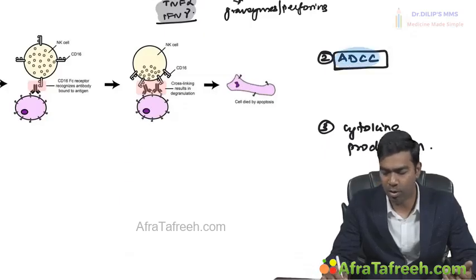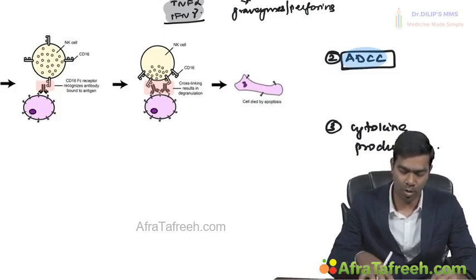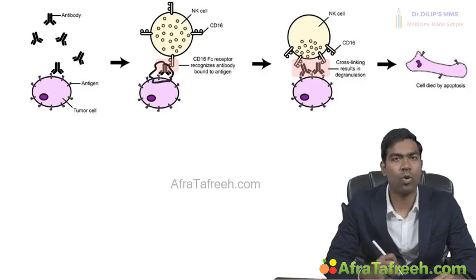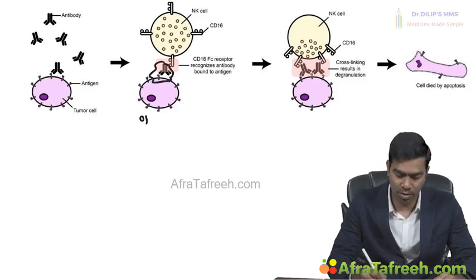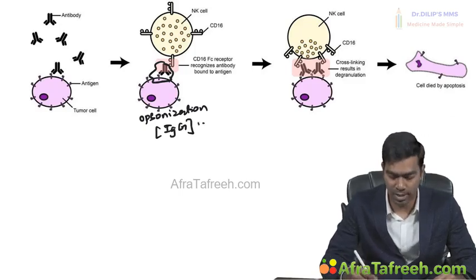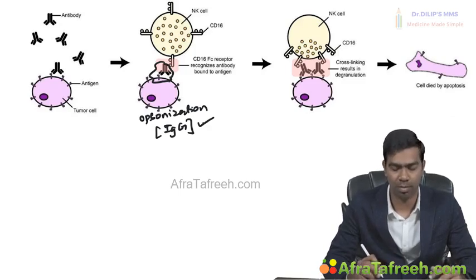So what do you mean by antibody dependent cell mediated cytotoxicity? I told you already, very important, whichever cell is coated with antibodies. This is what we refer to as opsonization. One of the important opsonizing immunoglobulins we discussed already is immunoglobulin G. This is the best opsonizing immunoglobulin ever available.